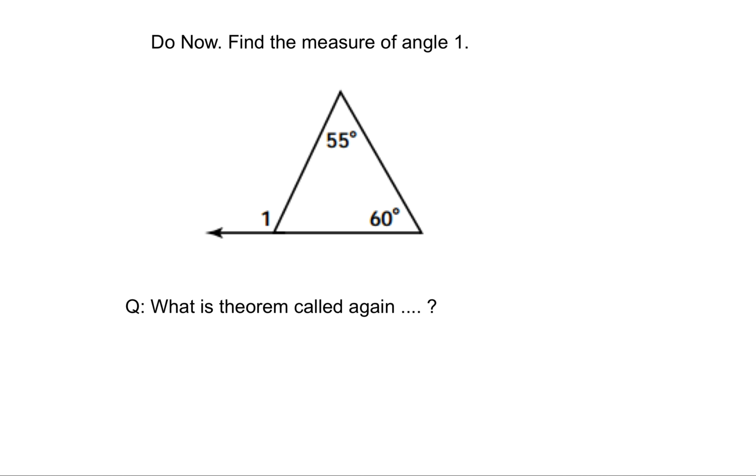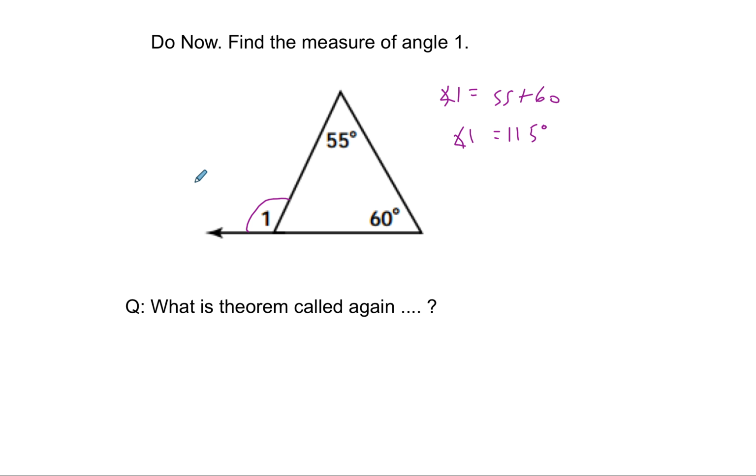The first one is called the external angle or exterior angle theorem. The exterior angle theorem says that an exterior angle, which is this angle right over here in a triangle, is equal to the sum of the two opposite interior angles, or two remote interior angles. So in other words, angle 1 is equal to 55 plus 60, which is equal to 115 degrees. So the measure of angle 1 is equal to 115 degrees. It's called the exterior angle theorem.